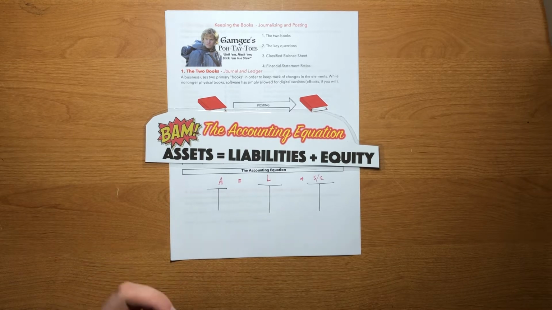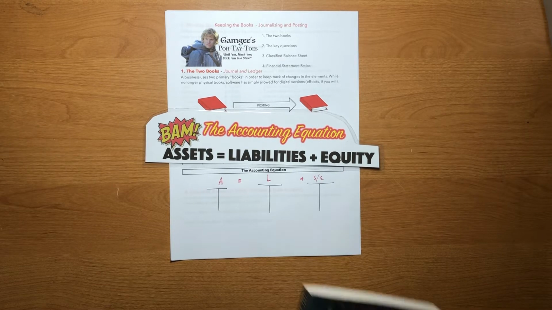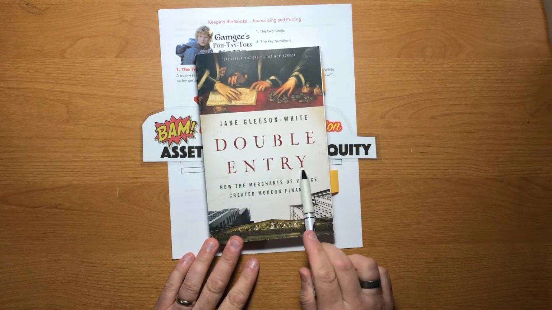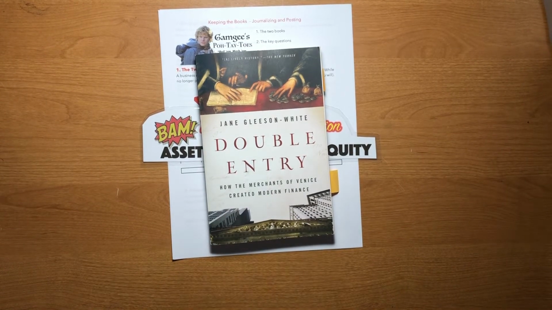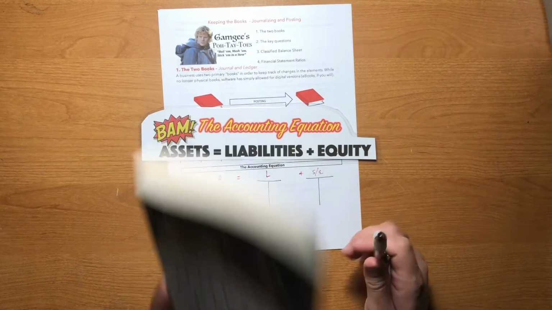Now, I don't have time to go through all the history in this video, but if you're interested, there's a pretty good book that I recommend. It's a book called Double Entry. It's written by Jane Gleeson-White, and it goes through the history of how we got our modern day accounting system. A lot of talk about mathematicians, some talk about Leonardo da Vinci, and some talk about artwork. Really interesting read if you're interested in that kind of stuff.